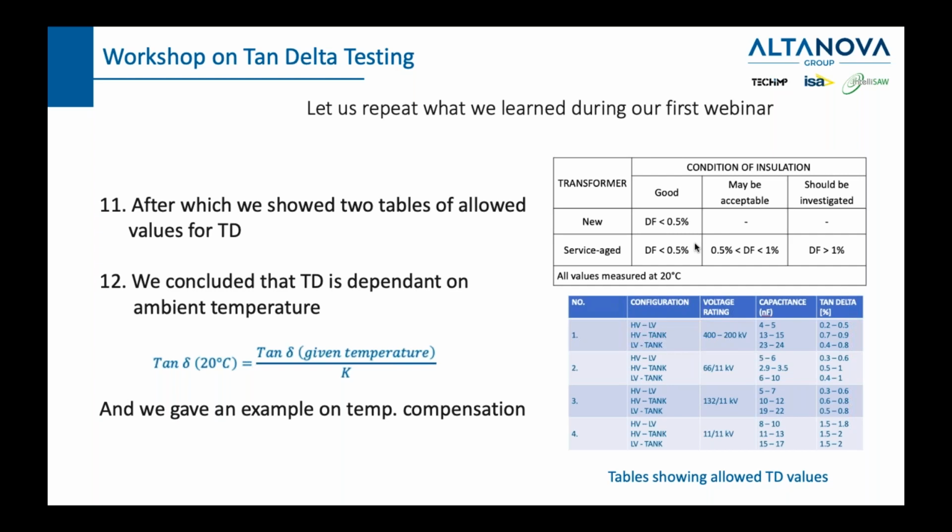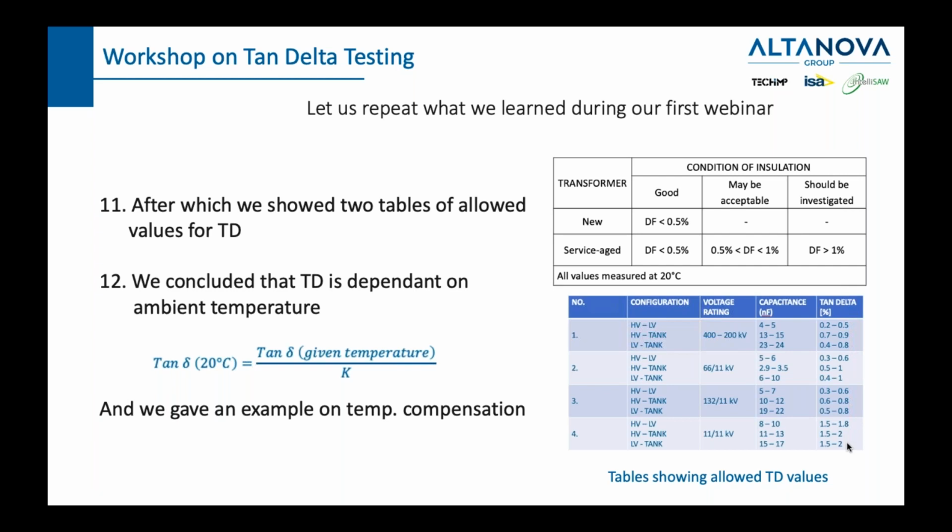Now later we will explain these percents. Why do we express tan delta actually in percents? But what we need to have in mind is in general that if tan delta is more than 1%, it is the reason to do further investigations. You can also see in the table below that for extra high voltage transformers, these values are much below 1%: 0.5, 0.9, 0.8, and for distribution transformers, it's almost up to 2.